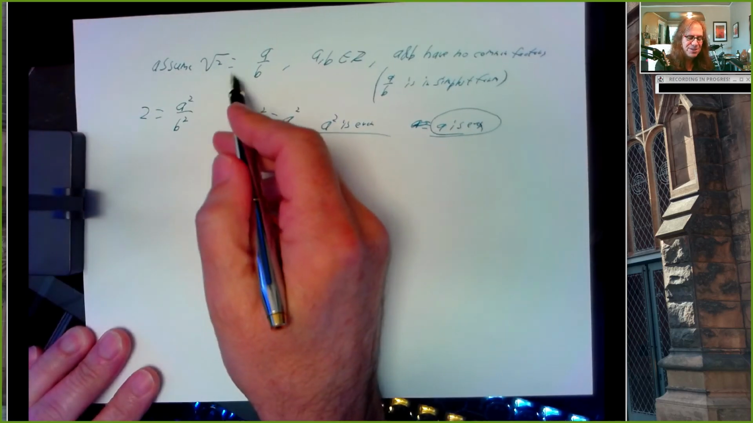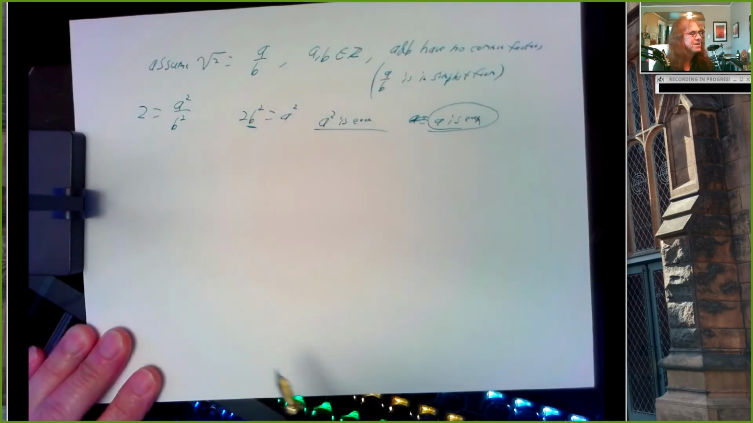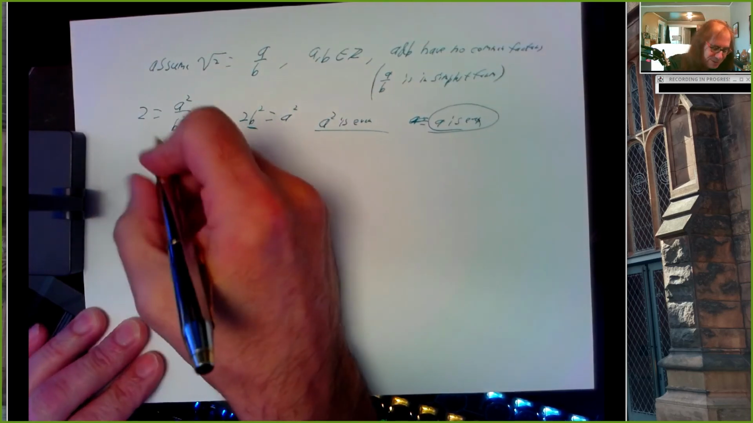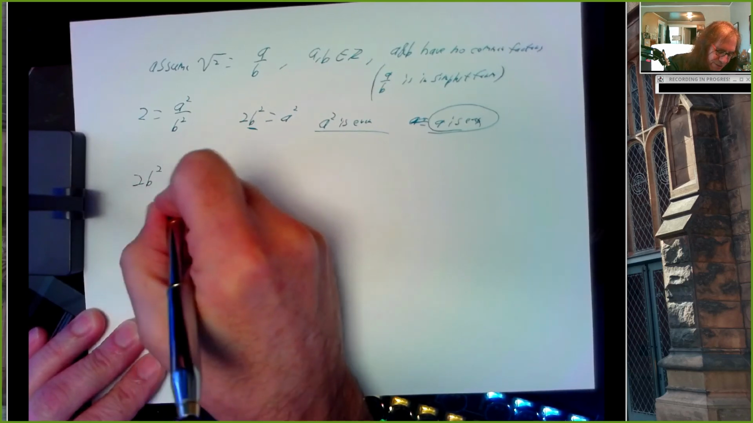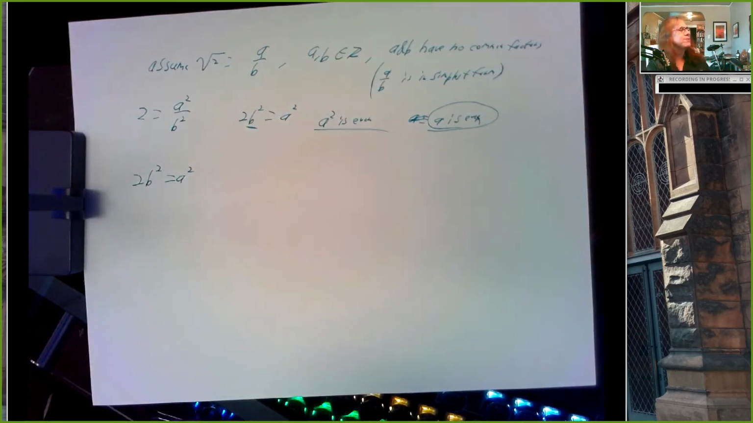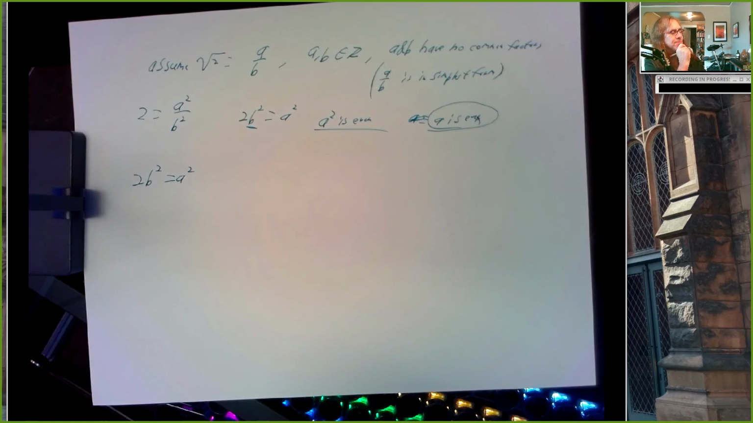All right, so we know that a is an even number. So whatever ratio the square root of 2 is, the number on top has to be even. All right, well now I'm going to take this and I'm going to move the b squared over to the left. And I'm going to say 2b squared equals a squared.